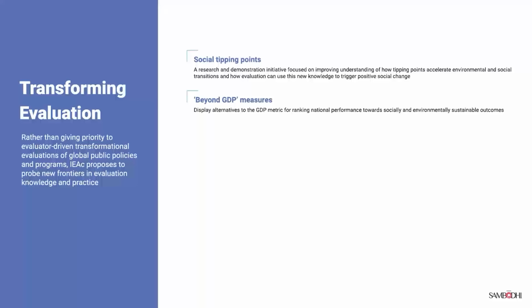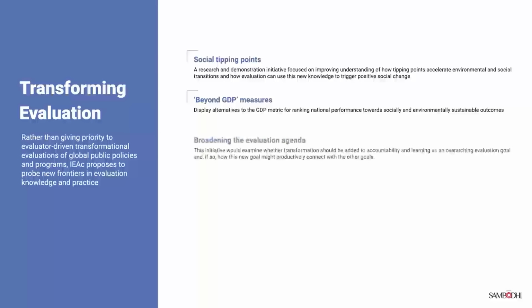Number 2 is beyond GDP measures. In this, alternatives to the GDP metric for ranking national performance towards socially and environmentally sustainable outcomes are covered. Third, broadening the evaluation agenda. This initiative would examine whether transformation should be added to accountability and learning as an overarching evaluation goal, and if so, how this new goal might productively connect with the other goals.